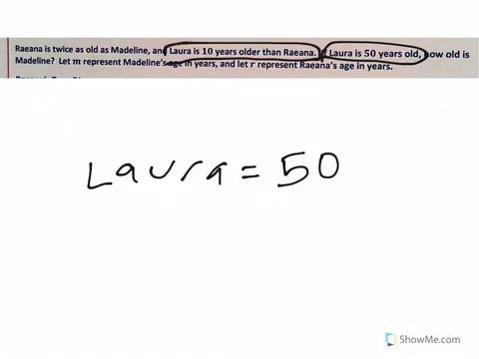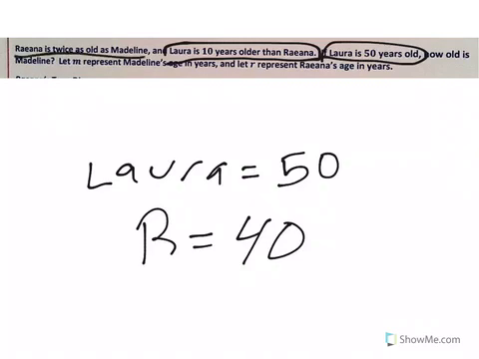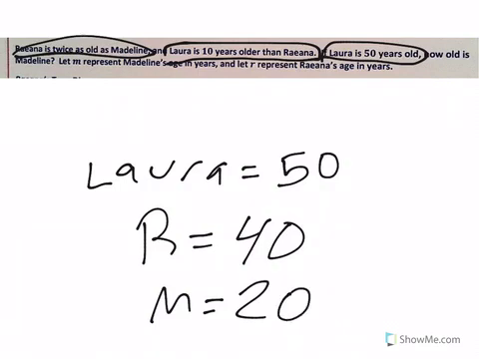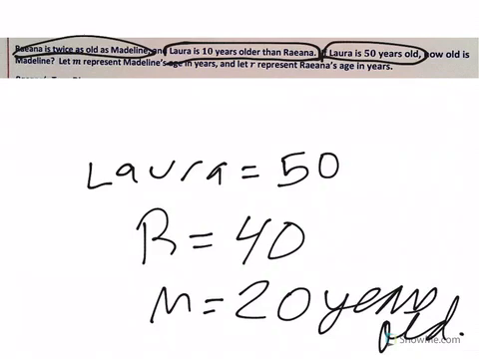Laura is 10 years older than Raina. So if I take away 10 from 50, I'm going to get Raina's age. So R is 50 minus 10. I know Raina is 40 years old. Raina is twice as old as Madeline. So if 40 is twice as old as Madeline, Madeline has to be half as old as 40, which is 20. So Madeline would then be 20 years old. That's how I would think about it. Let's look at it with a tape diagram just so you can see it both ways.